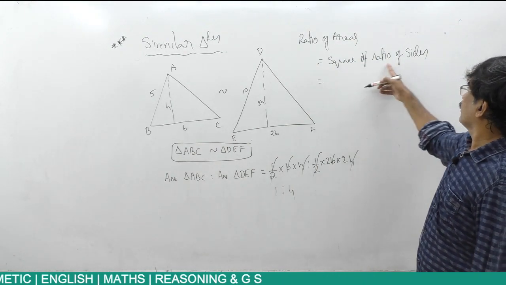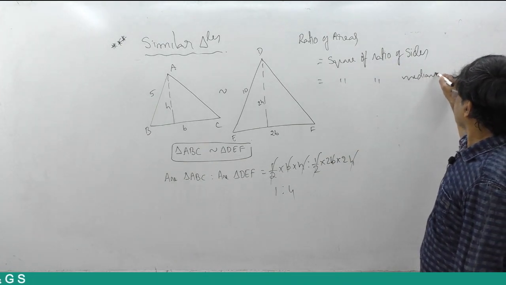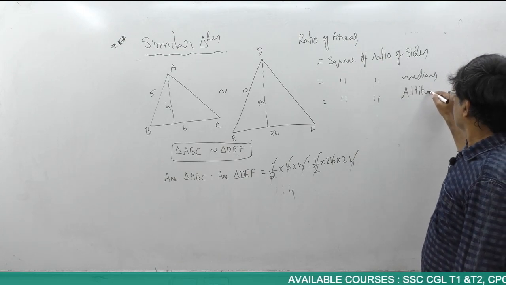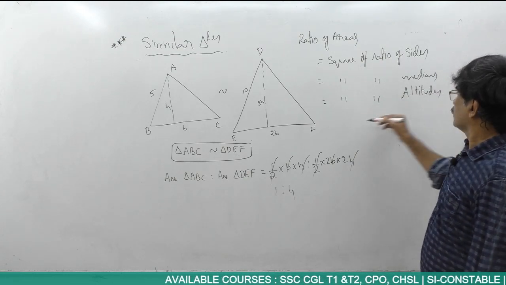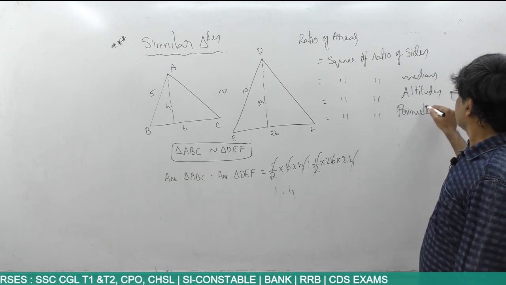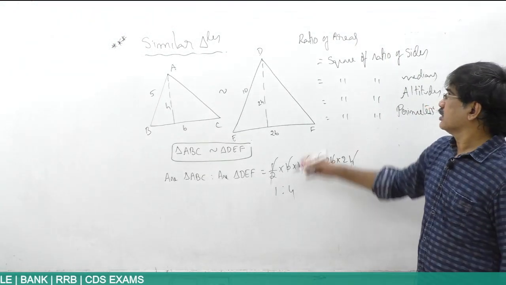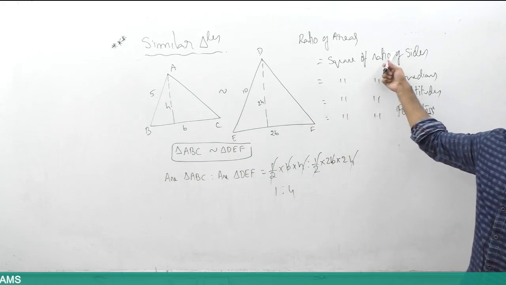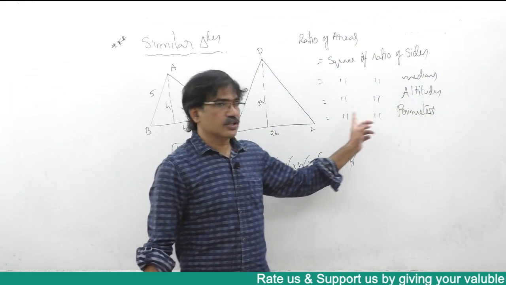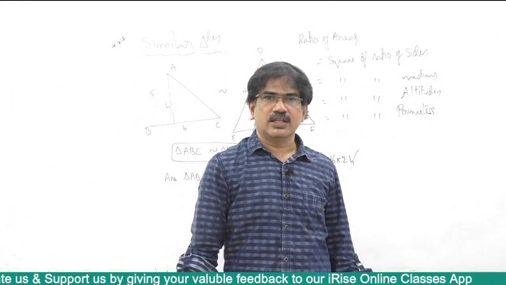Not only the square of the ratio of sides, but also the square of the ratio of medians, the square of the ratio of altitudes, the square of the ratio of perimeters. If two triangles are similar, then the ratio of areas is equal to the square of the ratio of sides, medians, altitudes, and perimeters. If the perimeters ratio is given, just square it, we get the areas ratio.